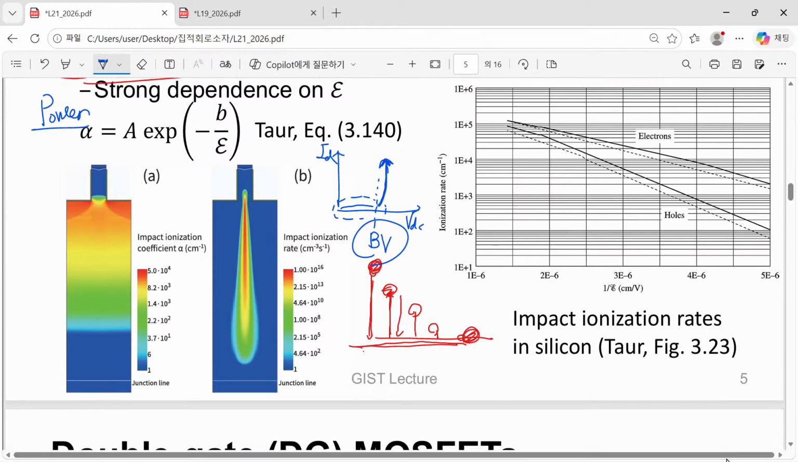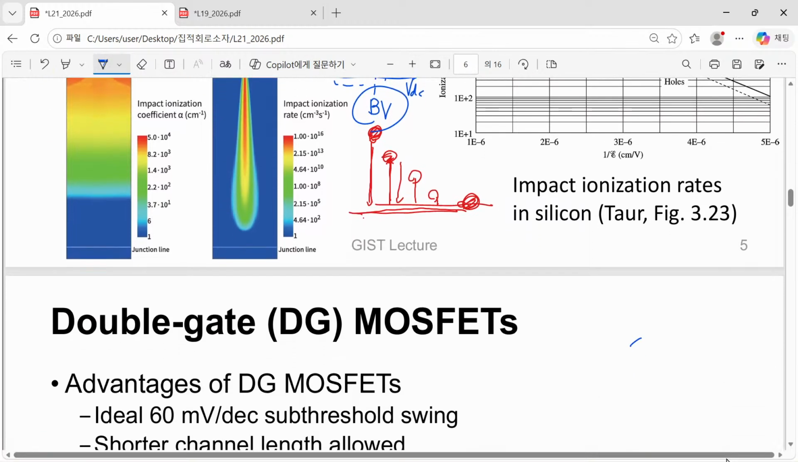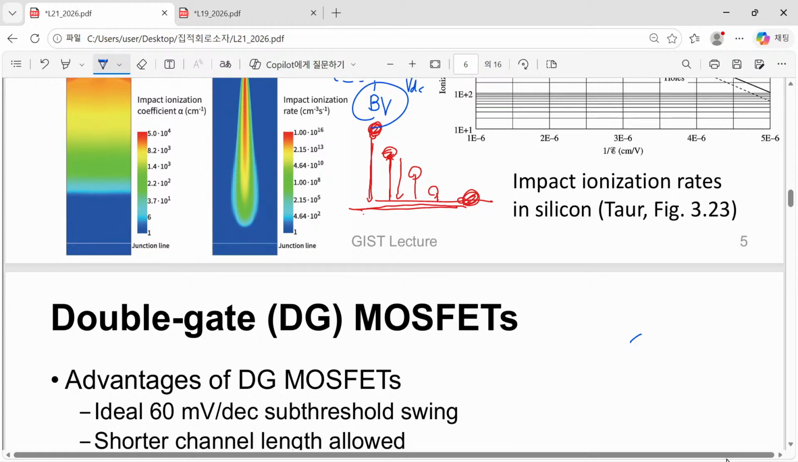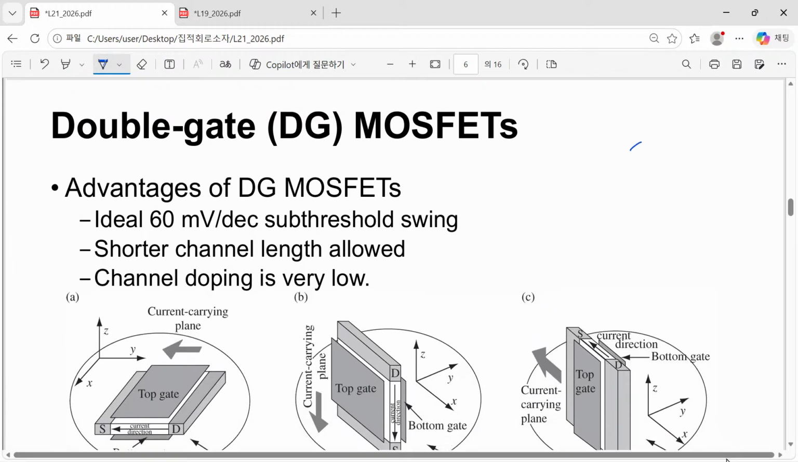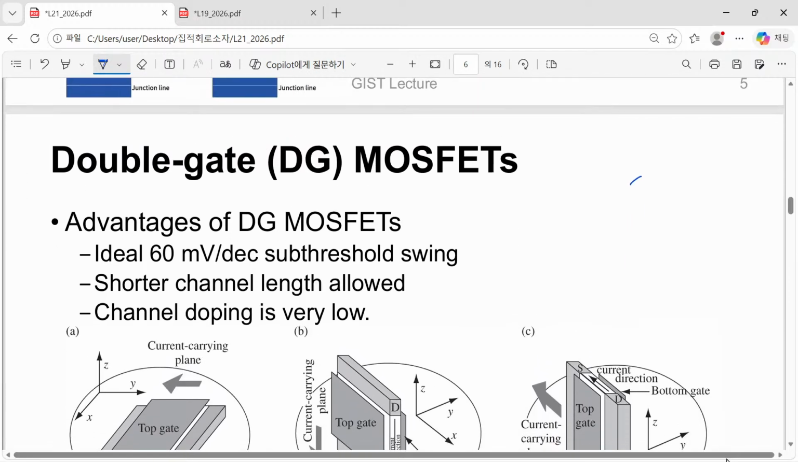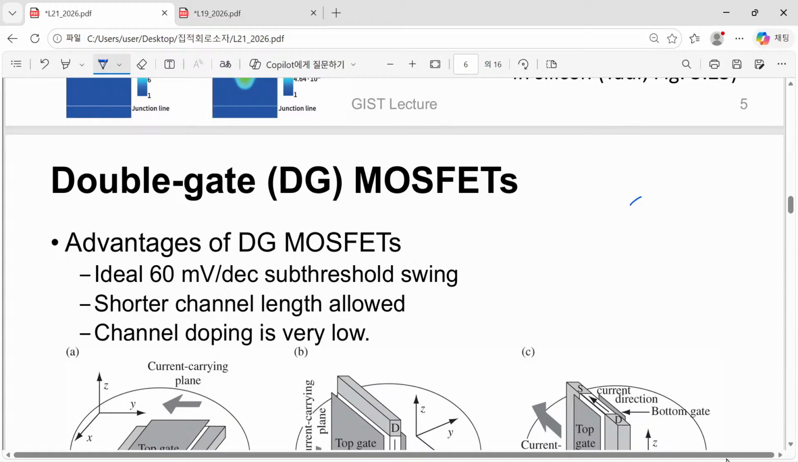But in many cases, when we use just a CMOS circuit, especially at the center point where logical operation occurs, usually our operation voltage is much lower than breakdown voltage. So this is not for logic devices, but for I/O or power devices. Okay, now we have just 13 minutes left, but now let's start our double gate discussion.